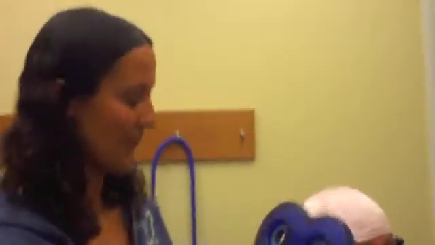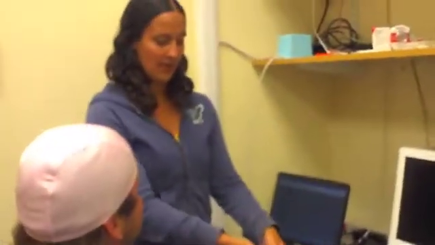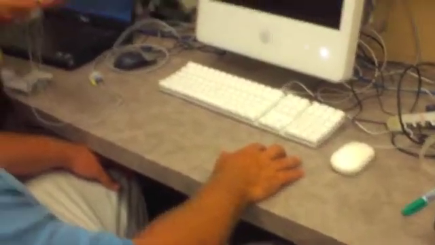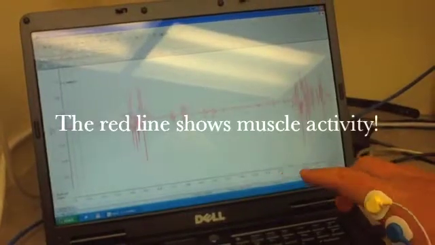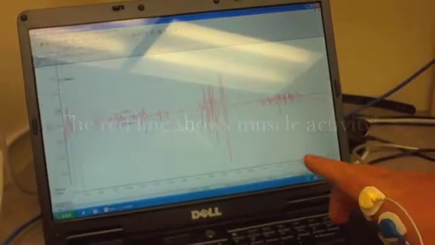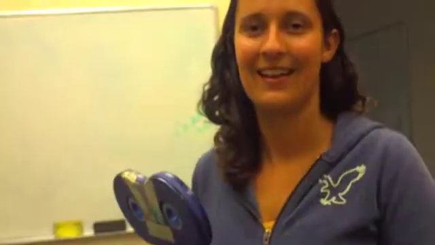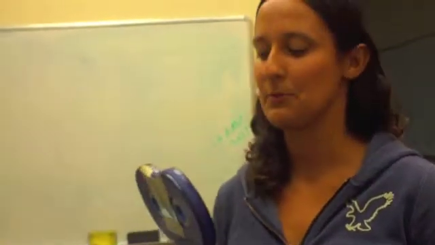Alright, so now we're going to test TMS, and we're going to use Mr. Leader as a volunteer to help us with an experiment. So the first thing we're going to do is place some electrodes on the muscles in his finger so that we can record the muscles that we're going to be activating. Here you can see the red line shows the muscle activity recorded from the electrodes on Mr. Leader's hand. Cool. Alright, so now Mr. Leader is going to help us with an experiment.